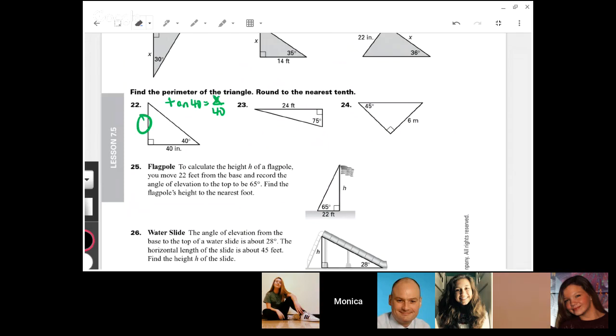So now we know this side is 33.56, okay? So we know one side and the other side of a right triangle. Those two sides are your a squared and your b squared, right?